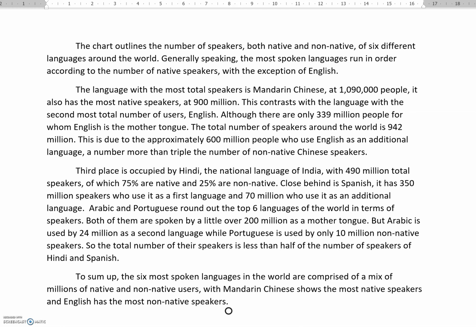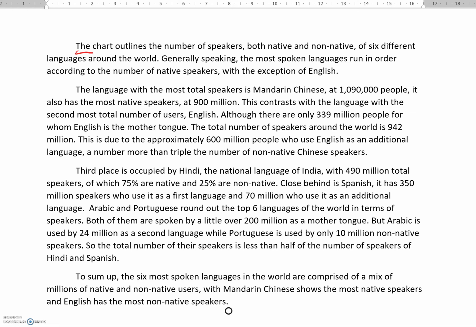Remember that in academic writing, the rules for sentence structure are fairly strict. And so it's good to know and check for mistakes in sentence structure before you submit your written assignments. Let's start with the first sentence.